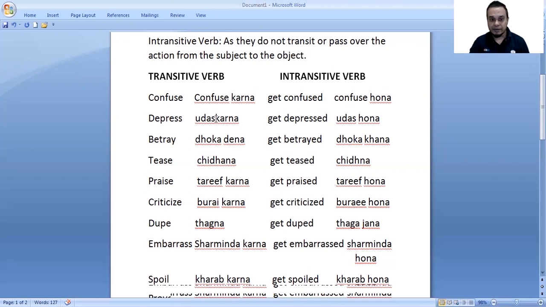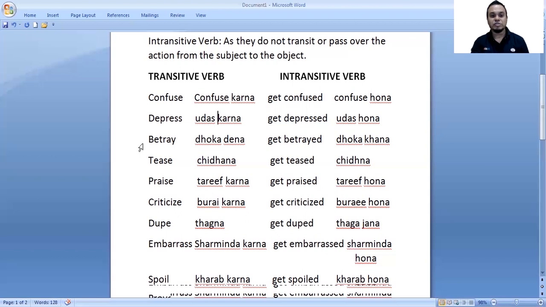Now let's have a look. Depress, depress karna. Depress, udas karna. Get depressed, udas hona. You depressed me. तुमने मुझे उदास किया. I got depressed. मैं उदास हो गया. Depress is a transitive verb and get depressed is an intransitive verb. So this is the rule. Depress is transitive. How I converted depress into intransitive verb? I added get before depress, and the depress went into third form. Depressed. Get depressed. उदास होना.